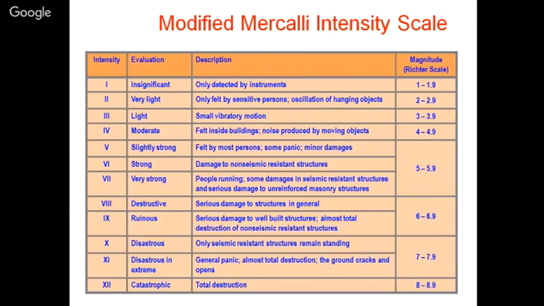in the extreme right column of this slide: intensity 1 is magnitude 1 to 1.9, and if we come to intensity 8 and 9, which are destructive and ruinous, it comes under the magnitude of 6 to 6.9.